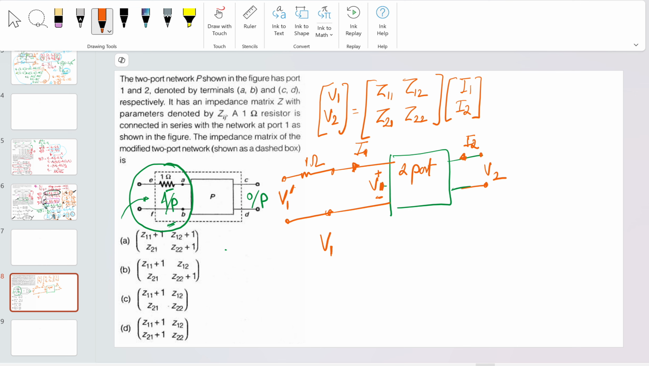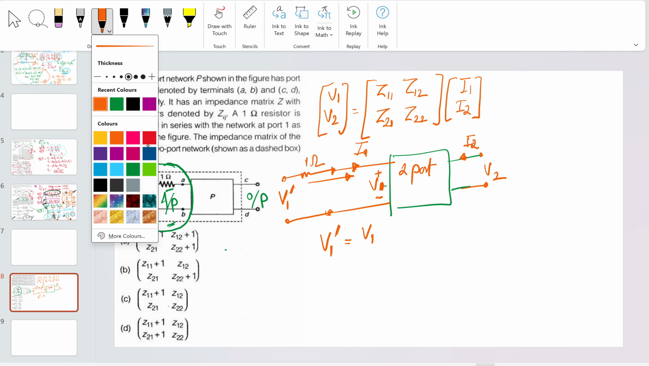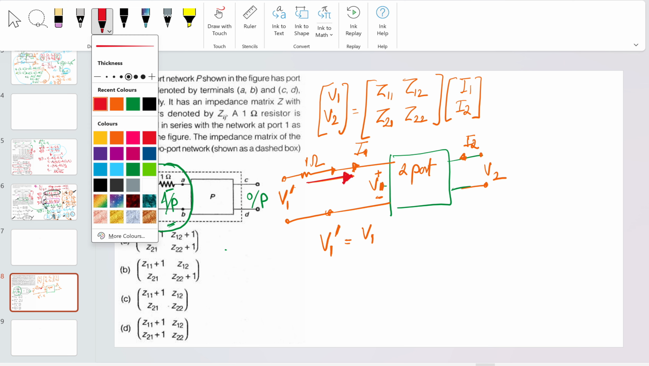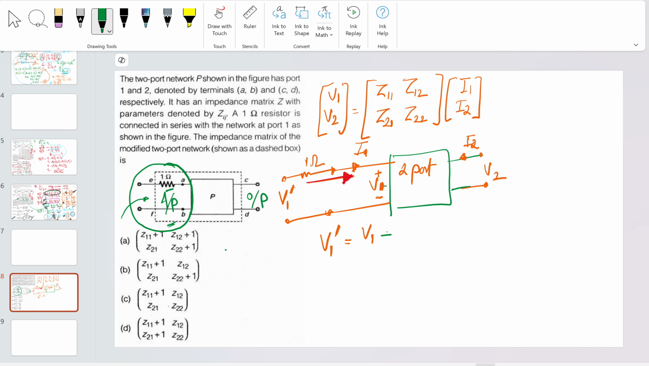So if you see, what is the value of V1 dash? V1 dash is basically equal to V1 plus what is the added term, because the I1 current is flowing into this here, like this. So the current I1 is flowing like this. It's equal to V1 plus I1 multiplied by 1, which is equal to V1 plus I1.